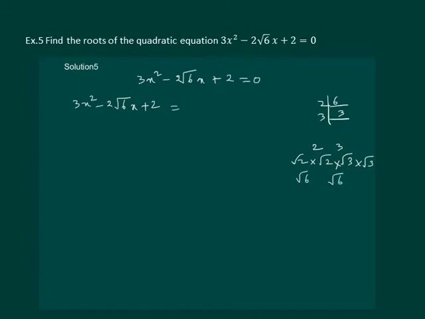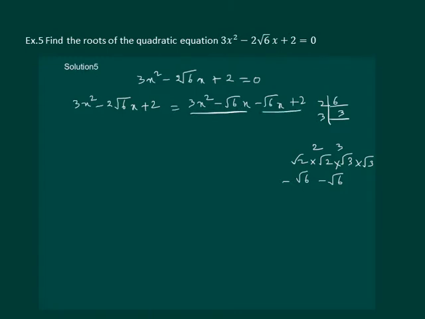Now, root 6 and root 6, both with negative sign, will give us minus 2 root 6. So we will have minus 2 root 6 if we take, and now we can split the middle term as 3x square minus under root of 6x minus under root of 6x plus 2.